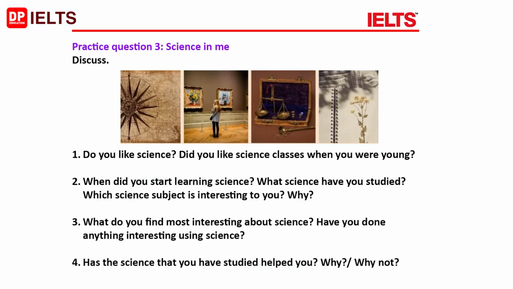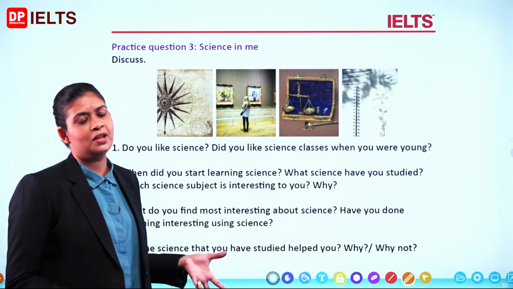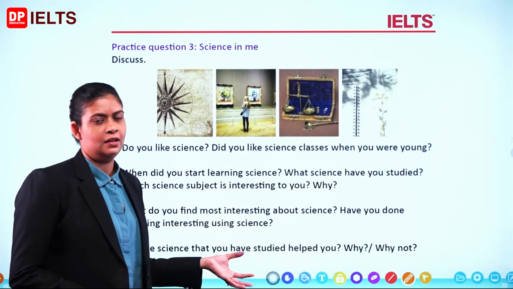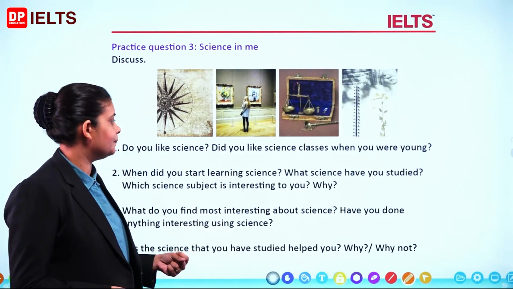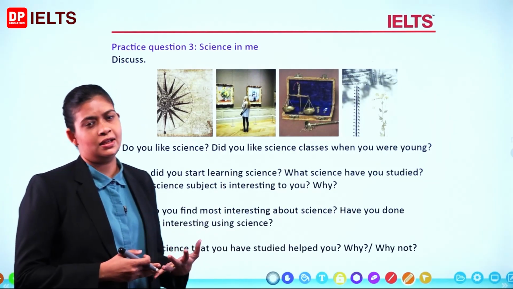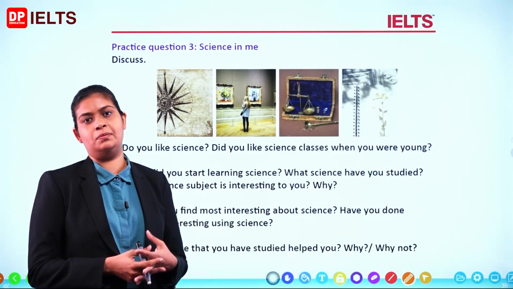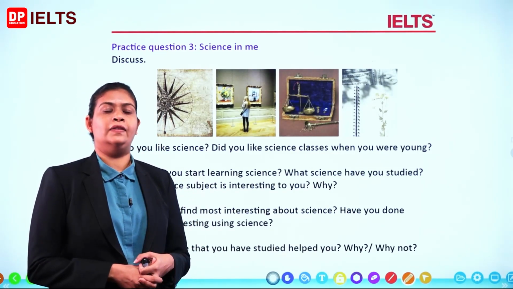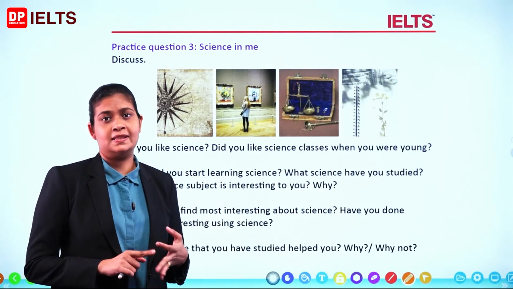When did you start learning science? So actually, I started learning science when I was a child, from about the age of probably 8, right? What science have you studied? So I studied science like, about plants, animals till my O-levels. And then I had a look at biology, physics, chemistry.